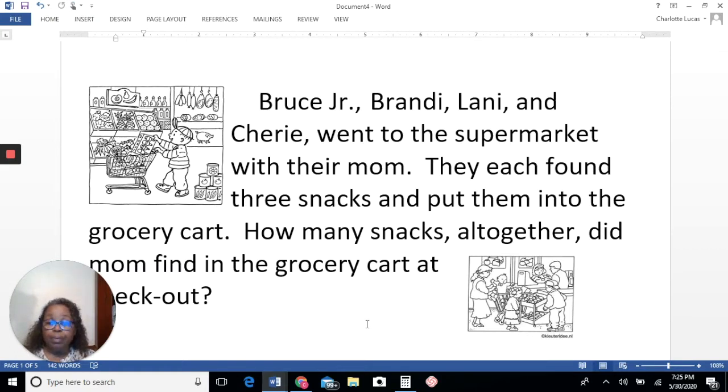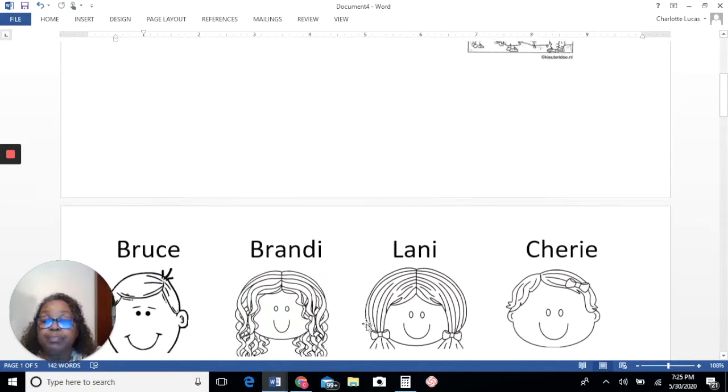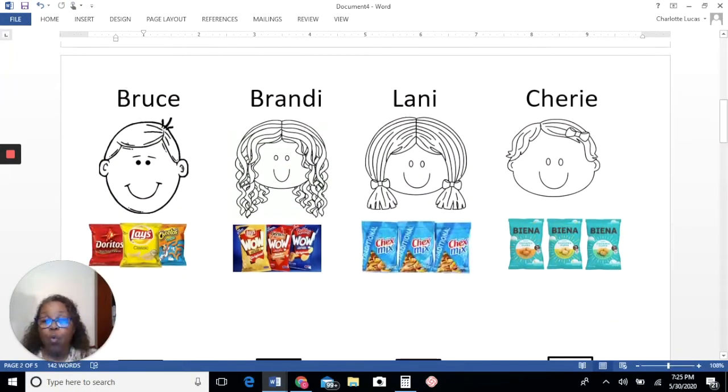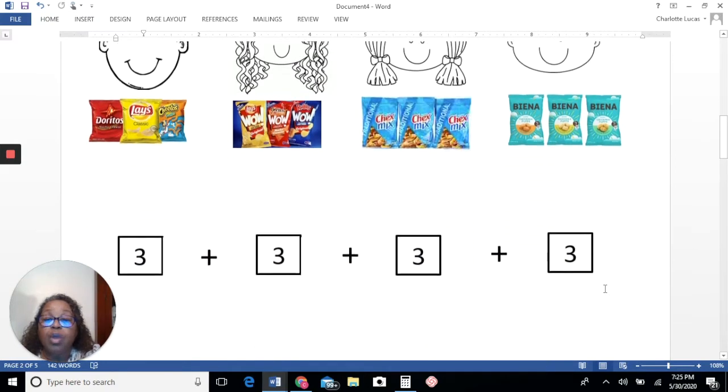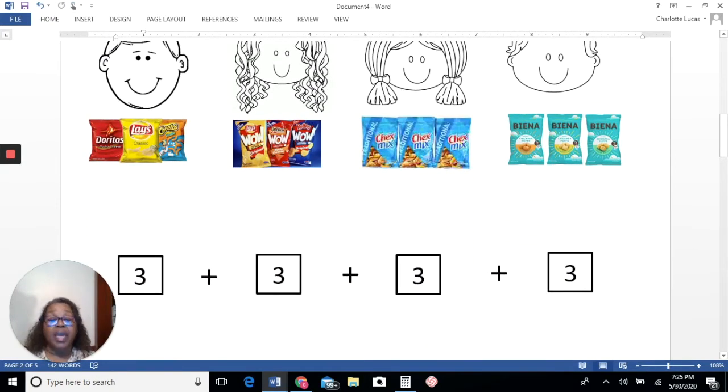Now, that would be the word problem. Let's see how we can break it into parts and solve it. First of all, we know we have 4 children, Brandon, Bruce, Lonnie, and Cherie. They each went into the grocery store and they each found 3 snacks. There are a couple of ways that we could solve this. First of all, if you wanted to know how many snacks they have altogether, all you would have to do is add 3 plus 3 plus 3 plus 3. You would add 3 together 4 times. 1, 2, 3, 4. And you will get the answer.